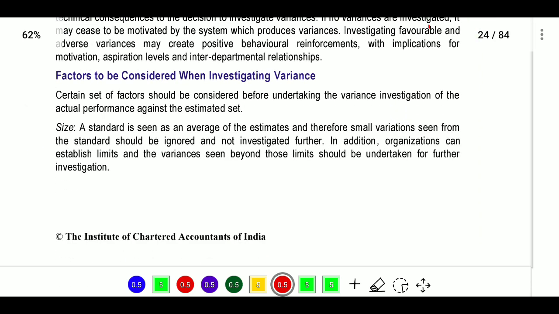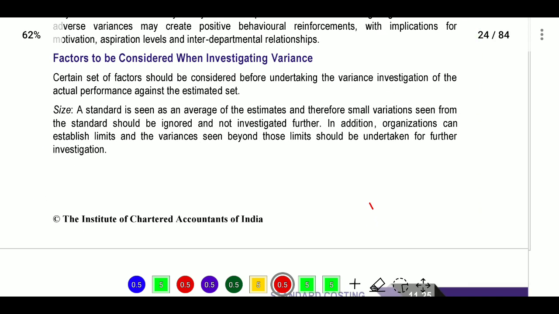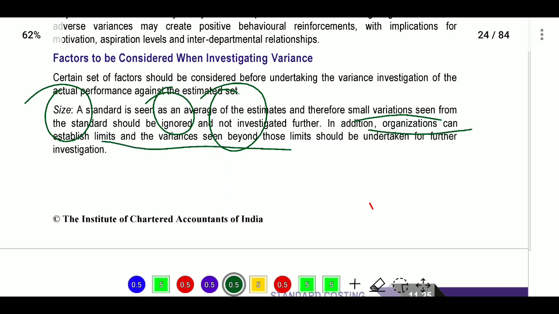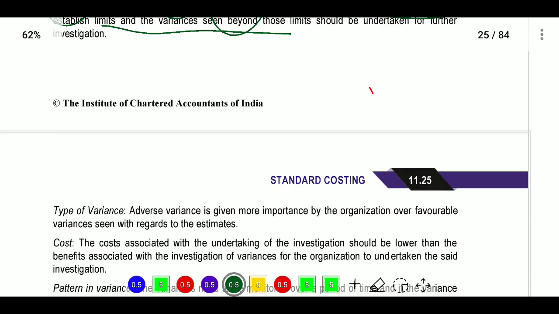Next, what are the factors to be considered when investigating a variance? Suppose you are appointing one person and paying 20,000, but your business is too small in size, so we will consider the size of your business. If there are small variations from standard, then ignore them, do not investigate. If you investigate, you will lose just for that person. Why go for investigation? It is better to bear that loss. See the size of the organization and limited establishments. Also, what is the size of the variation? If it is a small variation, you can ignore it.